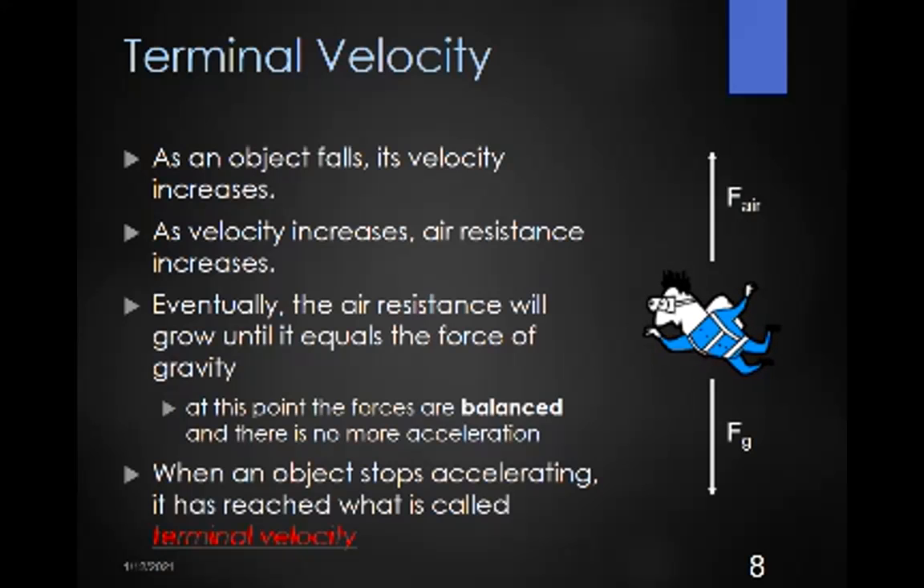So as an object falls, its velocity increases. As velocity increases, the air resistance increases. And eventually, the air resistance will grow until it equals the force of gravity. At this point, the forces are balanced. There's no more acceleration, and we call this terminal velocity.